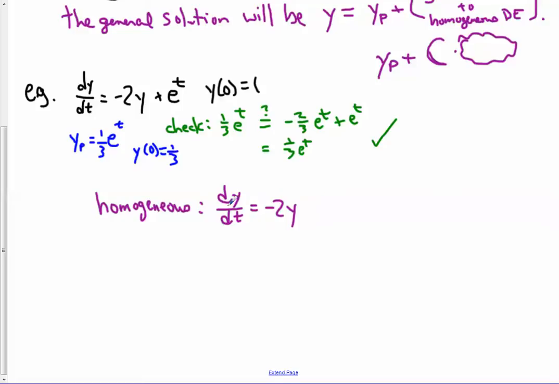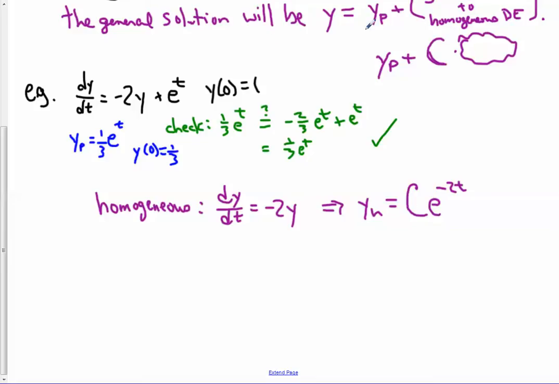Now this one is constant coefficient, so this was like the bottom right in our table. We don't even have to think about this one. The solution is, and I'll label it y_h for homogeneous, just c e to the minus 2t. Done. That one is as easy as it gets. We know this one, we don't have to do any work.